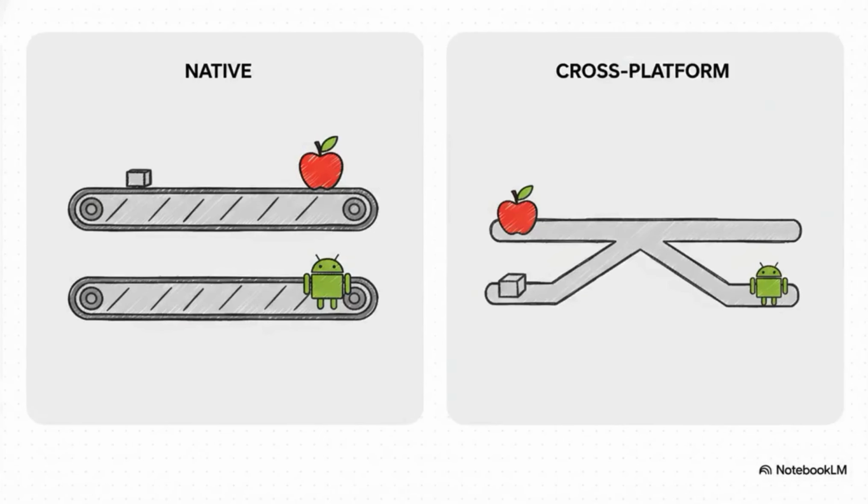So here's the deal. On one side, you've got native development. That means you build one app just for Apple's iOS, and then you build a totally separate app for Google's Android. You get the absolute best performance, the slickest user experience, but you're literally building two different apps. That's double the code, double the time, and yep, double the cost. On the other side, you have cross-platform. Here, you write your code one time, and it just works on both. It's all about being efficient and getting to market fast.